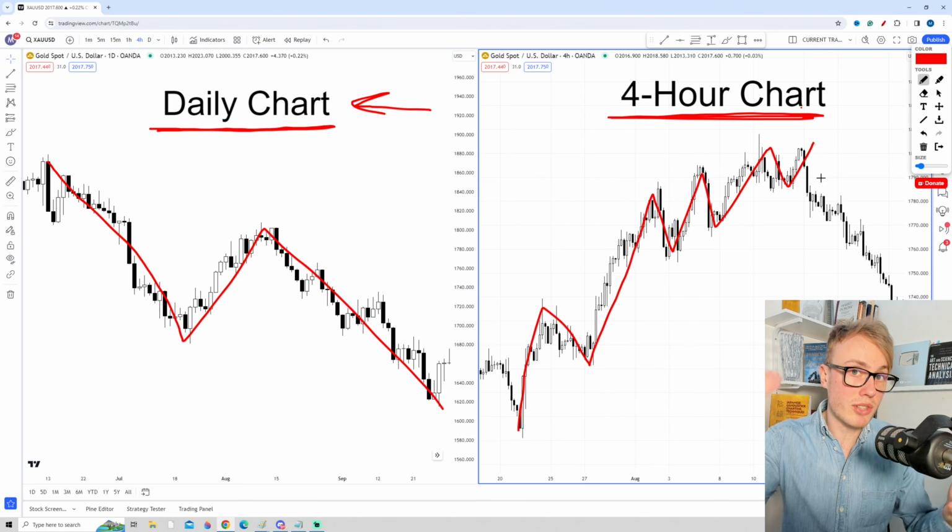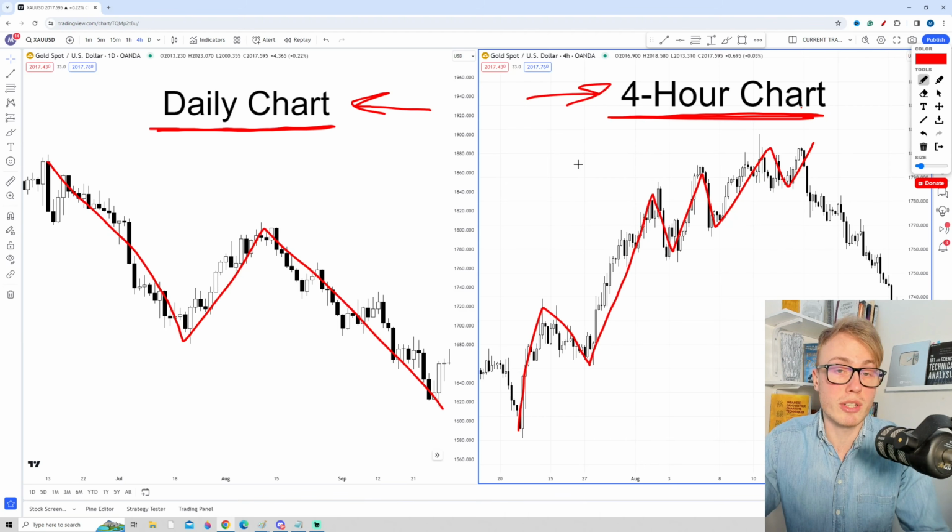And you definitely don't have to trade on the daily. You could have your 4-hour chart as your main time frame, and then perhaps the 1-hour chart is your minor.